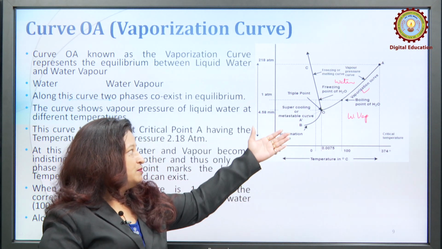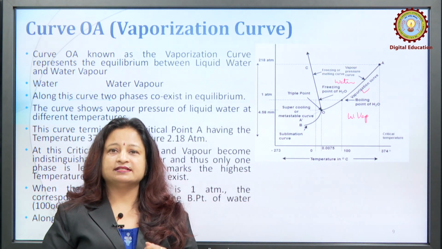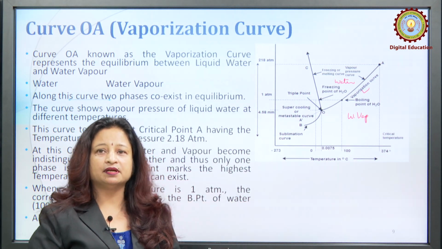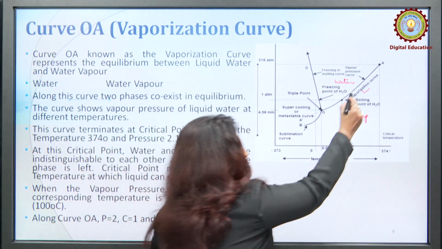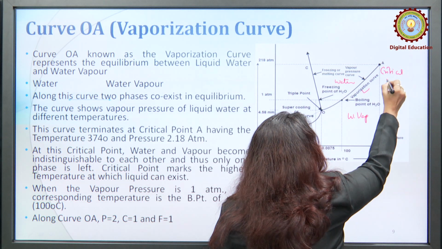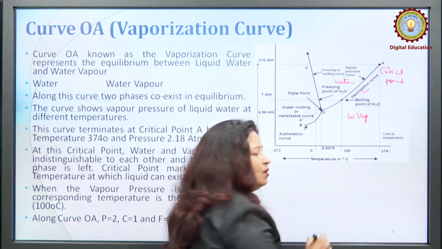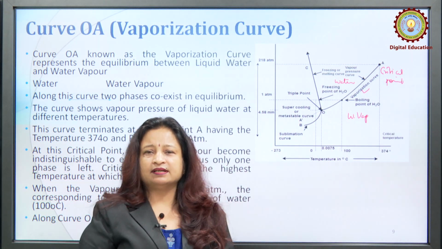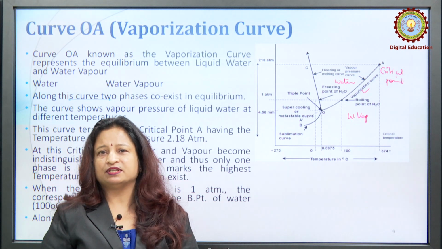Now in the diagram you can very easily see that this curve terminates at the critical point A. This is the critical point. Now what is this critical point? This critical point corresponds to the temperature.